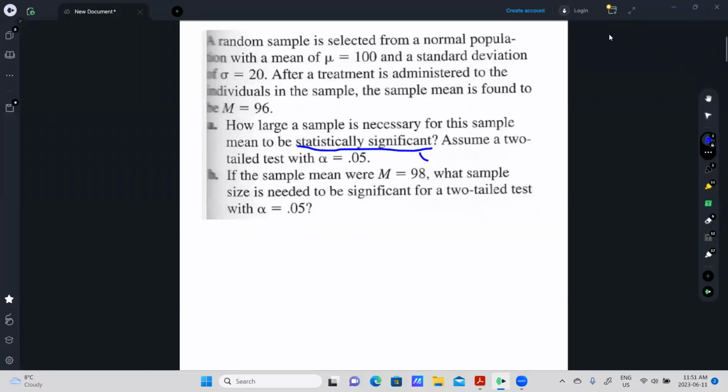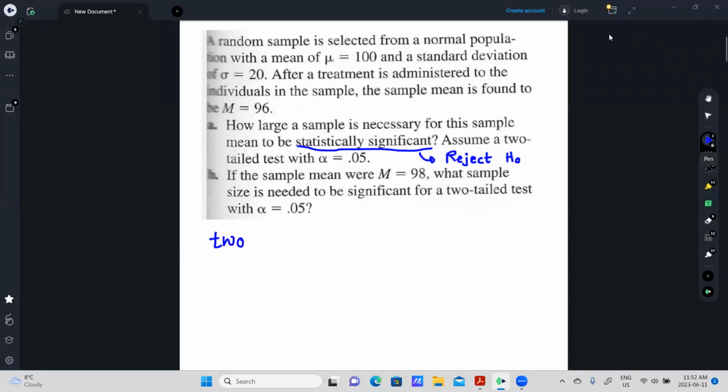So statistically significant means to reject H naught. As we know, to reject H naught, we need to find the critical value. When the calculated test statistic falls in the rejection region, we can reject the null hypothesis. They are talking about a two-tailed test with alpha equal to 0.05. So we first try to find the critical rejection region or the critical value.